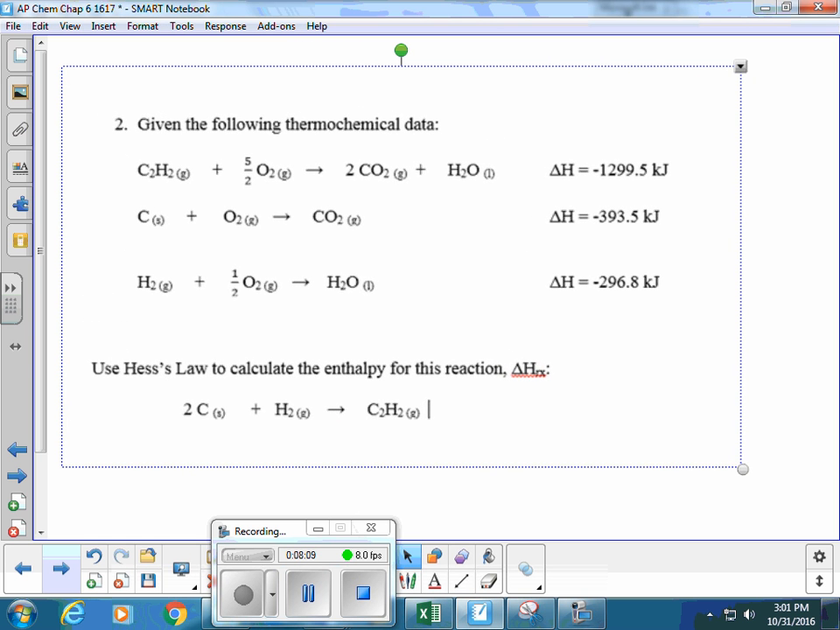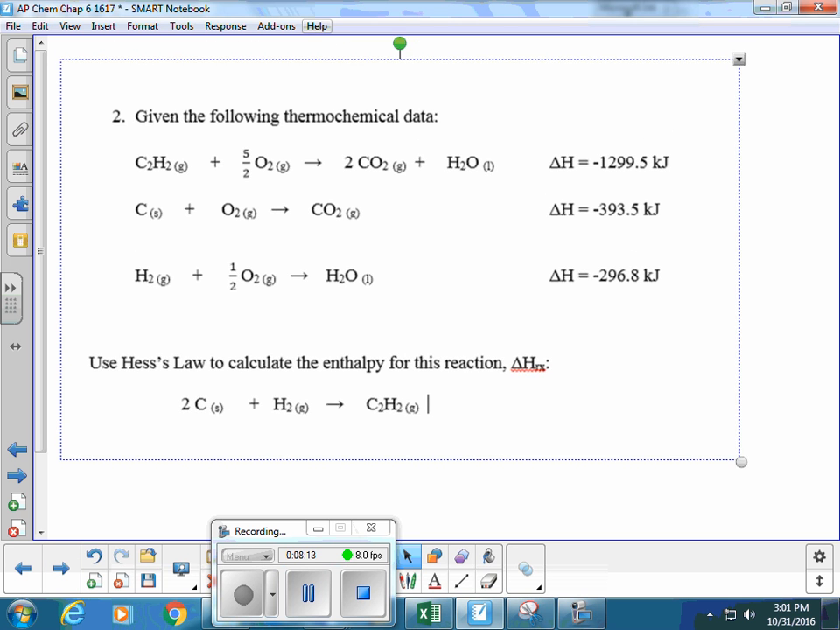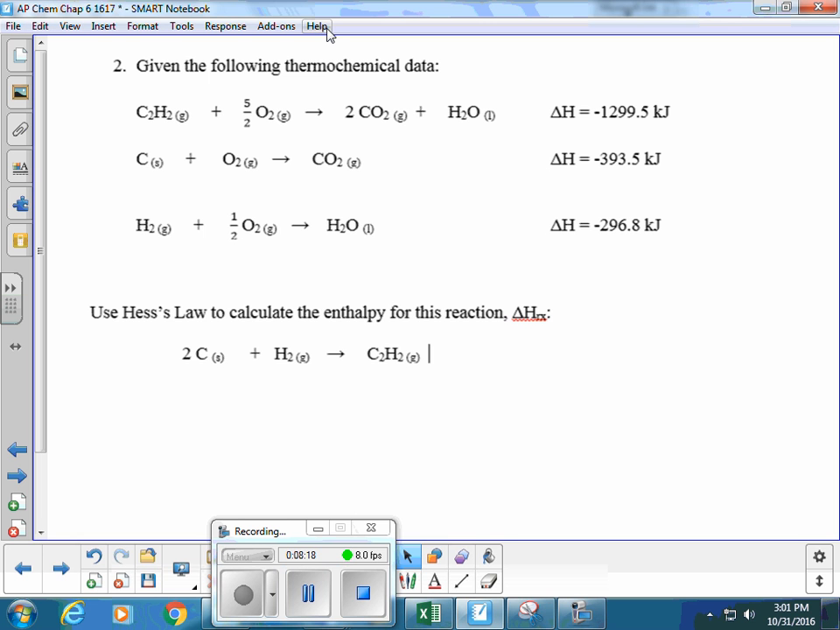Given the following thermochemical data, and then we're given 3 reactions. I think maybe we'll just go ahead and work this out here. It says use Hess's law to calculate the enthalpy for this reaction. So we've got the reaction down here we're looking for. On this one, I'll just number these again, A, B, and C. Right here I've got carbon listed as a reactant. And if I look up here, the only place I see carbon at all is right there in equation B. So I'm going to write that equation down.